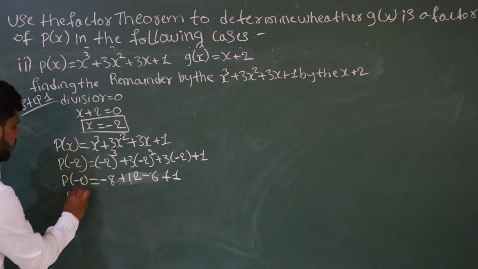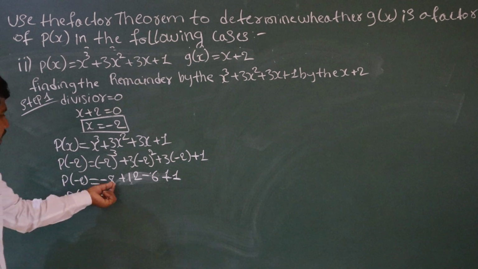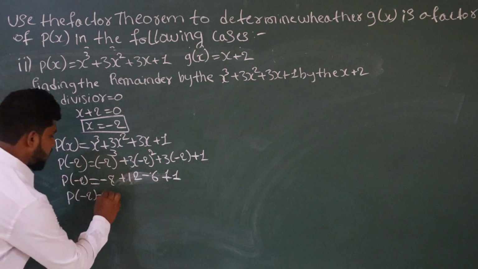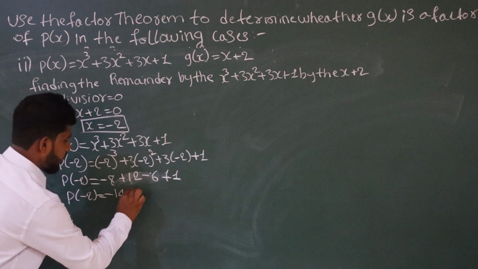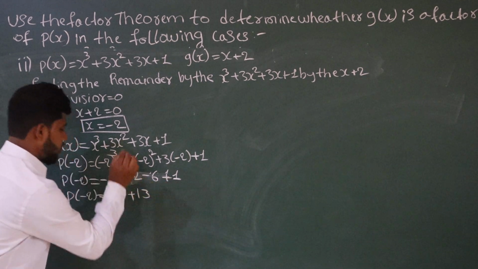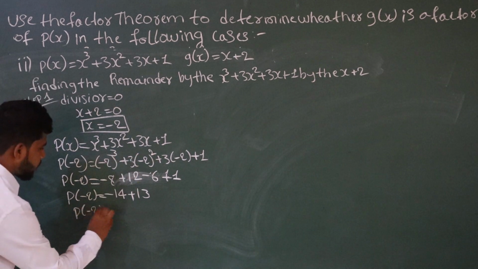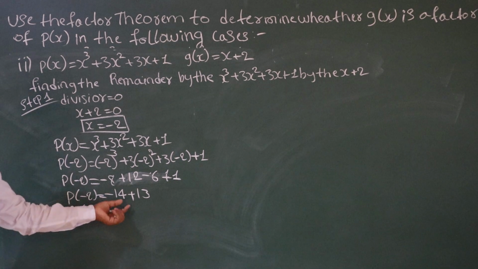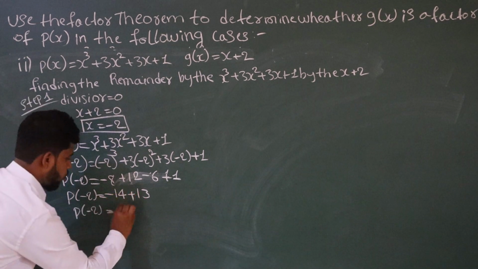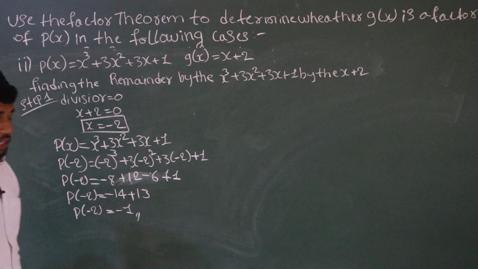Now p of minus 2 is equal to, look at the minus here, minus 8 and minus 6, the answer is minus 14, plus 12 plus 1 is 13. Now p of minus 2 is equal to minus 14 plus 13, which is minus 1. P of minus 2 is equal to minus 1.